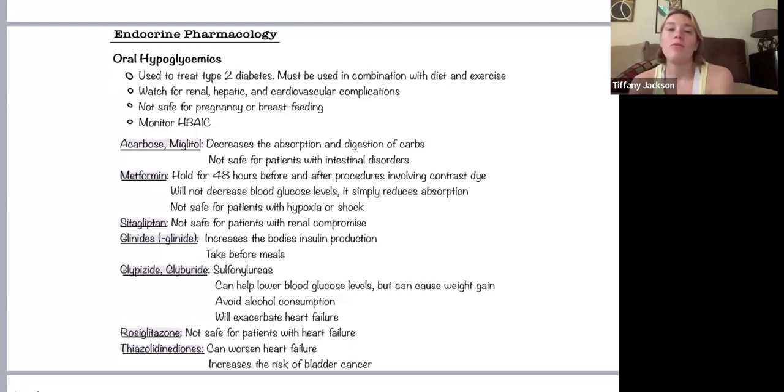Up next, we have metformin. We know it's very harsh on the kidneys, so we hold it 48 hours before and after procedures involving contrast dyes. Again, it helps reduce absorption. It's not going to decrease the blood glucose levels.